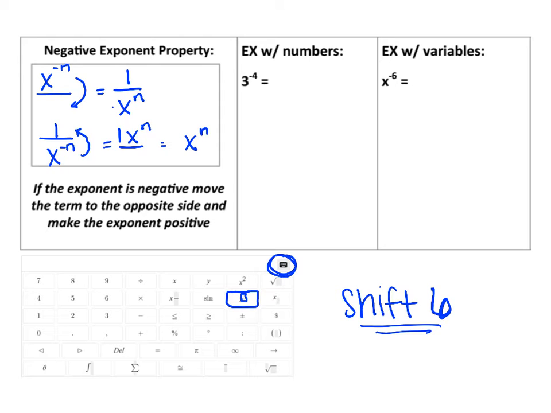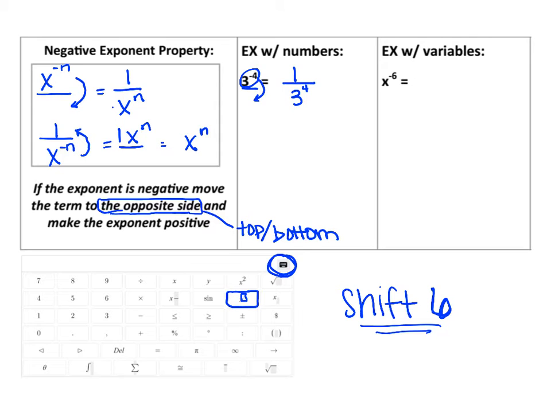Okay. So examples with numbers. 3 to the negative 4th power is the same thing as, well, I don't like negative exponents, so I need to move it to the bottom of a fraction, the opposite side. When it says the opposite side, it's talking about either the top or the bottom. So if it's on top, it moves to the bottom. If it's on bottom, it moves to the top to make the exponent part positive. If there's nothing left on top, that's when we put our 1 there. So I get 1 over 3 to the 4th power.